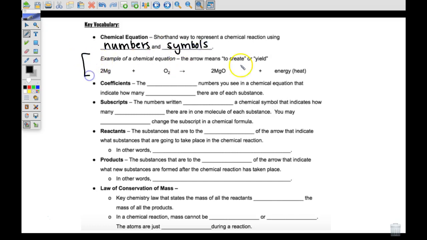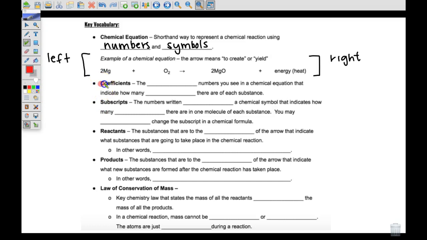Below is an example of a chemical equation, and we're going to use this model to describe and visualize the next four vocabulary words. And as a friendly reminder, this side is the left side and this side is the right, and that's important for being able to differentiate between reactants and products.